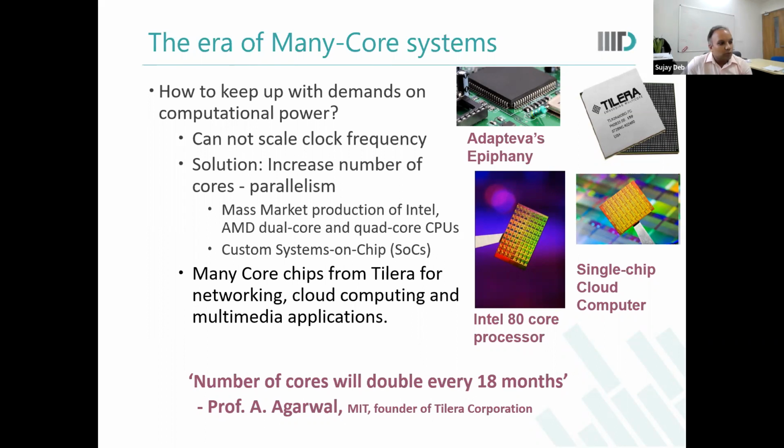Intel's 80-core processor was the first 80-core research chip produced by Intel, which could sustain, I think, 1 teraflop of operations in the research lab. Then Intel has the single chip cloud computer and Intel's Knights Landing, which also has more than 50 cores. So this is the time when multi-core was becoming popular.